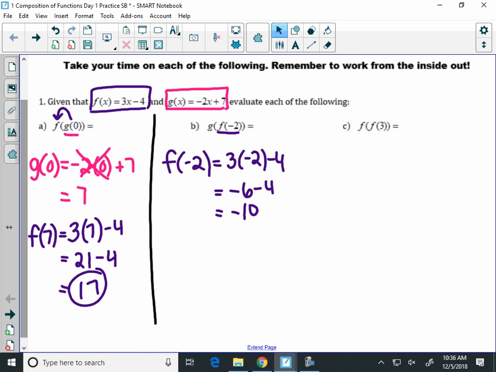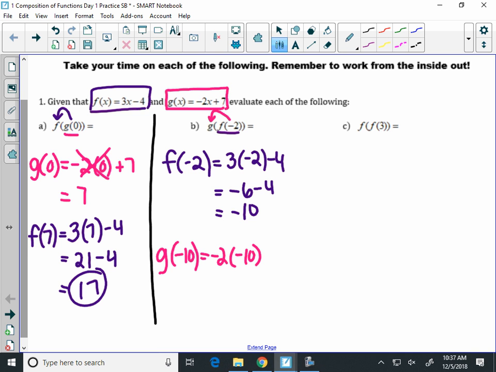So that's the first value that I needed to find. Now I take that value of negative 10 and I put it into the function on the left, which is g. So now I'm evaluating g of negative 10. So look at my pink function up above. Negative 2 times negative 10 plus 7. Well, negative 2 times negative 10, and a negative times a negative is a positive 20, plus 7, which gives me a value of 27 for that function composition.